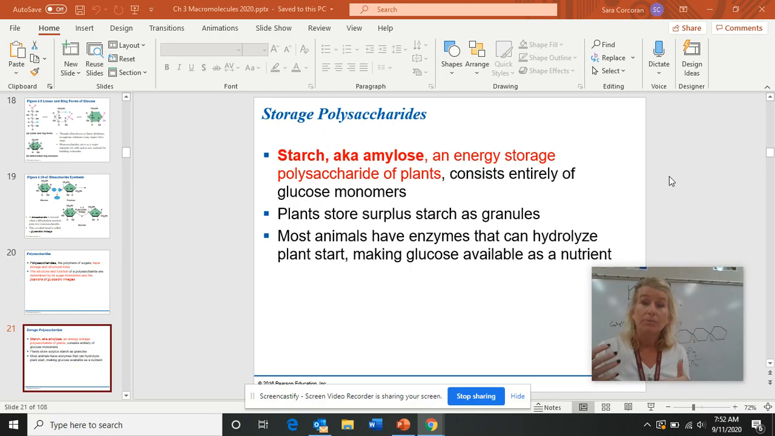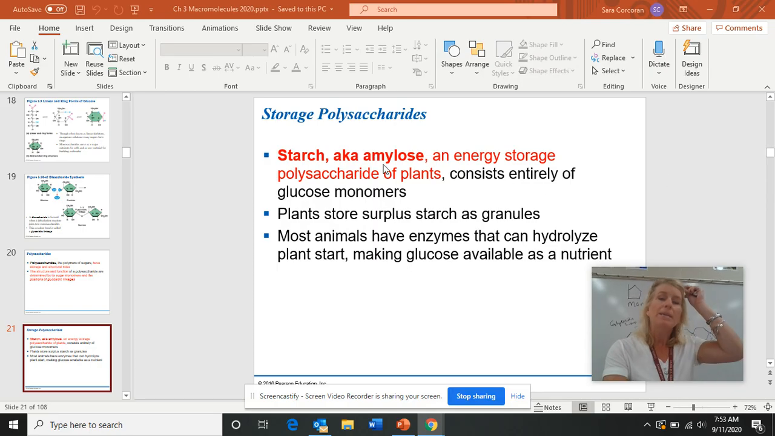Plants make carbohydrates in photosynthesis, and they don't use them all at one time. So they're going to need to store them away. If you've ever eaten a potato, you have eaten a full storage little ball of starch. Rice is starchy, wheat is starchy, corn is starchy. Those are all storage polysaccharides.